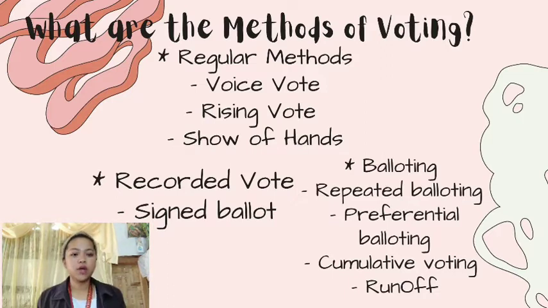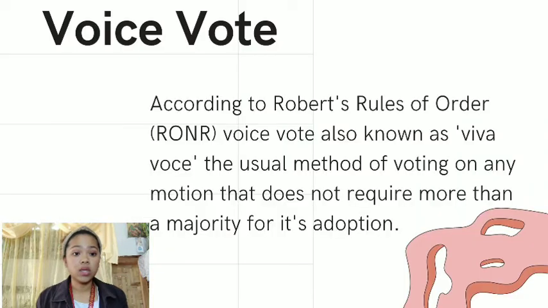Now let's go to the first regular method, and that is the voice vote. According to Robert's Rules of Order or RONR, the voice vote, also known as viva voce, is the usual method of voting on any motion that does not require more than a majority for its adoption. It is considered the simplest and quickest voting method, which is used by deliberative assemblies.